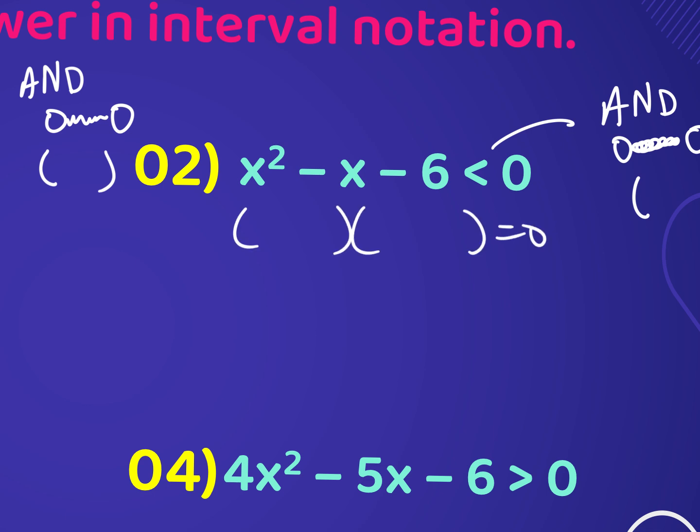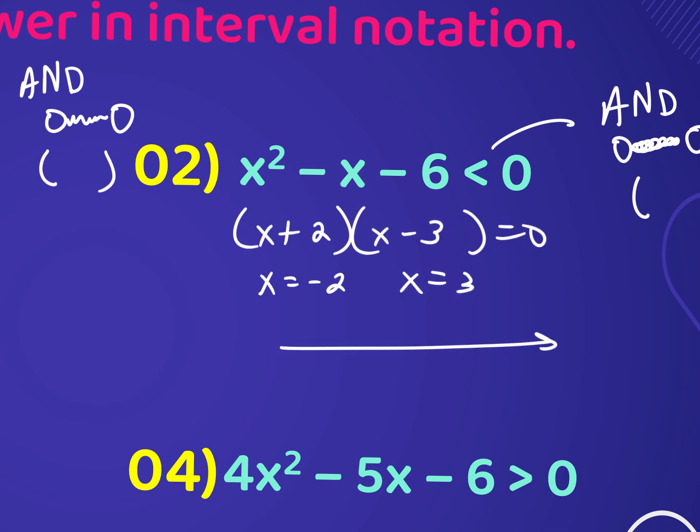Find our test points. What are the factors of -6 that multiply to give me -6 but add to give me -1? +2 and -3. So x equals -2 and x equals 3. So I have -2 on my number line. I have 3 and I have 0. What kind of dots do I have at -2 and 3? Both of them are open. And where did we say that we were going to shade? In the middle. Okay, let's check to make sure we didn't make any mistakes here.